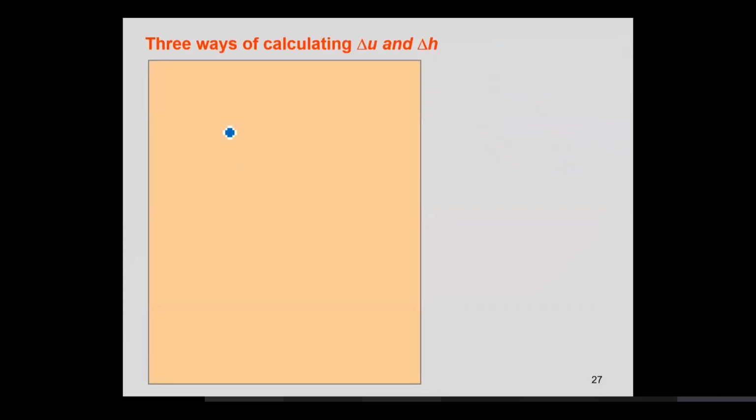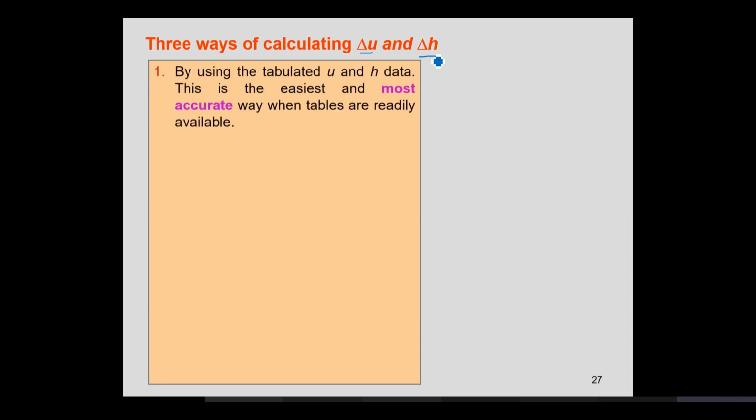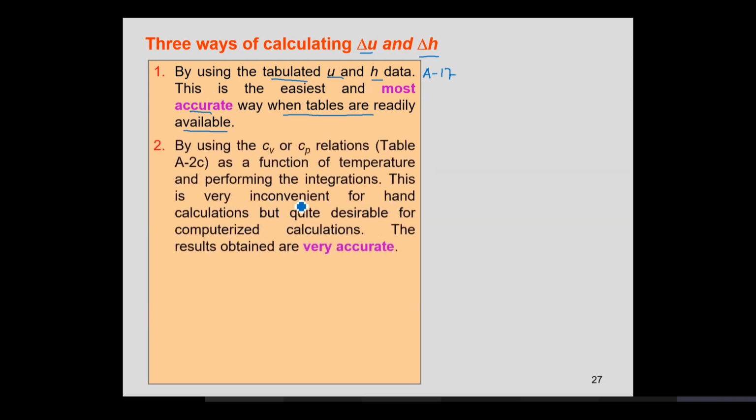There are three ways of calculating delta U and delta H for an ideal gas or real gases behaving ideally. Number one, using the specific ideal gas tables. For air it is A17, so you are using the tabulated values of U and H, which is the most accurate when tables are readily available. The second one is by using the Cv or Cp relationships, which is table A to C, as a function of temperature and performing the integrations yourself, which is very inconvenient, but it is very accurate.